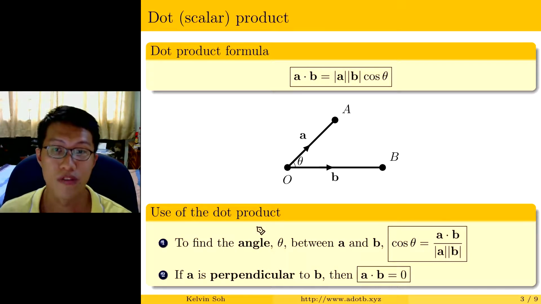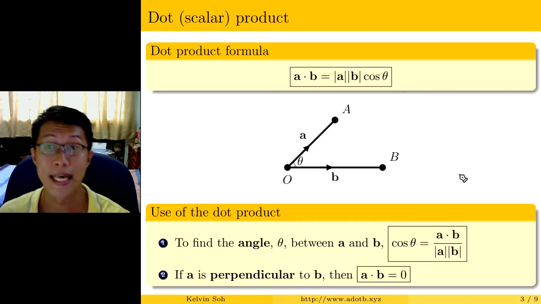We can make use of the dot product formula. Rearrangement of this formula gives us cos theta equals a dot b over mod a mod b. This formula is very useful because the dot product is actually pretty simple to compute. A dot b involves multiplying a few numbers and adding them up.